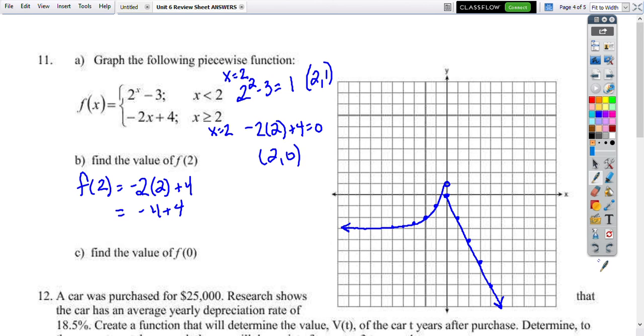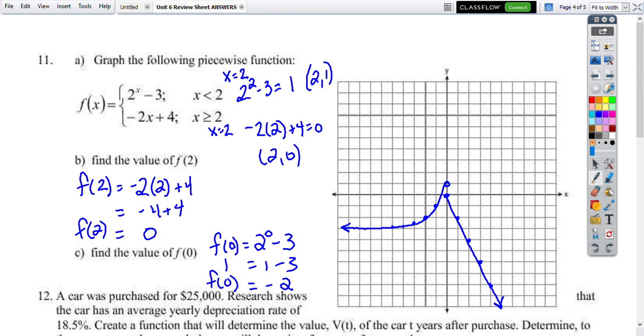Okay, so when we plug in 2, I get negative 4 plus 4, which is 0, so f of 2 is 0. If I want to find the value of f of 0, remember that when x is less than 2, so 0 is less than 2, we're actually going to plug into this function, okay? So I'm going to take f of 0, which is put a 0 in for x. So 2 to the 0 is 1. 1 minus 3 is negative 2. So f of 0 is negative 2.